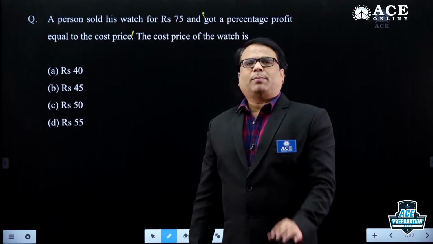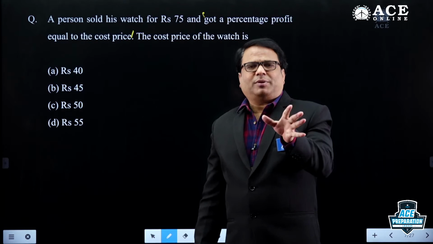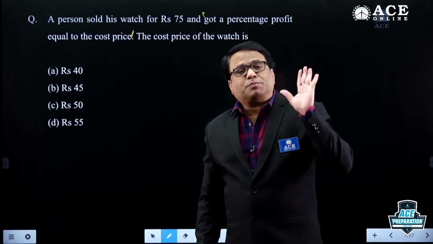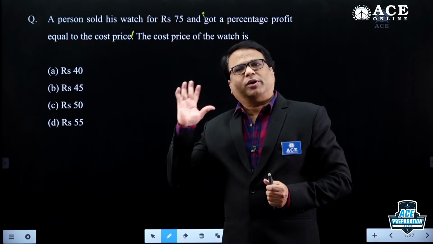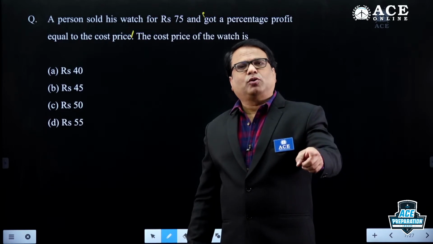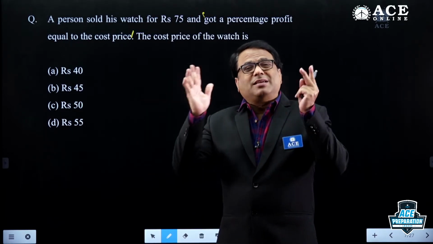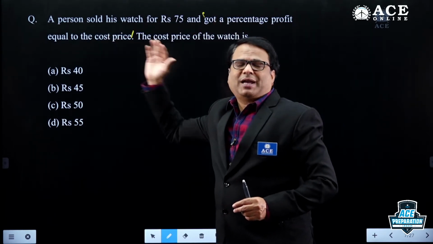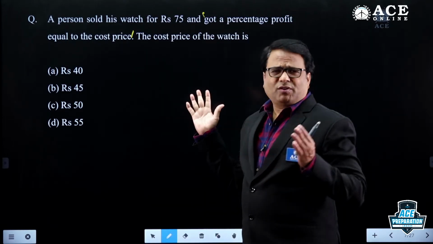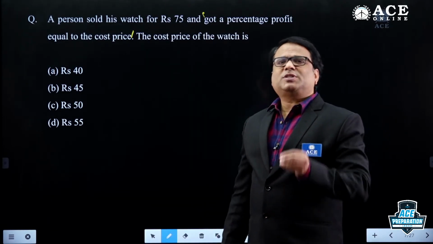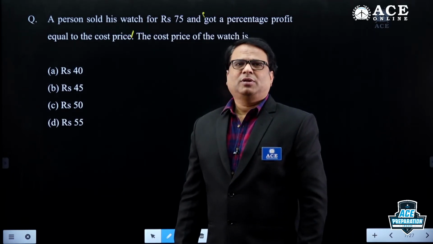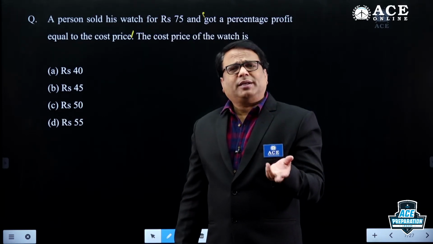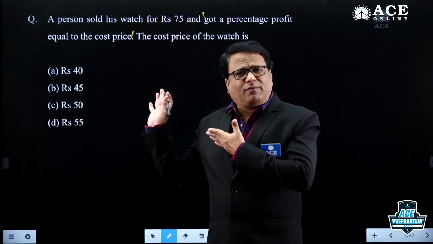I explained. Suppose if the cost price is 30 rupees, profit will be 30%. If the cost price is 40 rupees, profit will be 40%. If the cost price is 50 rupees, profit will be 50%. That is the meaning of this phrase: got a percentage profit equal to the cost price. Okay. Then what is the cost price of the watch? That is the question. Now, if I assume the cost price as X rupees, then automatically profit will be X%. That is the meaning of the sentence given.